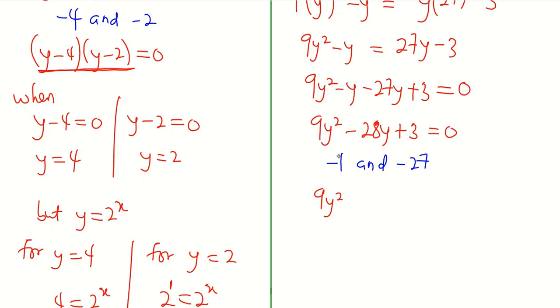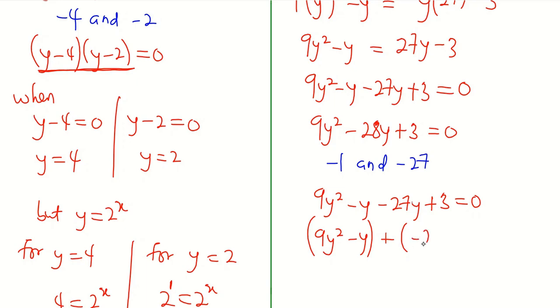So at this point, we have 9y squared minus y, that is the y is corresponding to minus 1. So minus 1 times y is the same as y. And then we have here as minus 27y, that is this 27, and we have our plus 3 here, which is equal to 0. And so we can put them in brackets, and we have 9y squared minus y, that is plus, so we have minus 27y, and then we have plus 3 here, which is equal to 0.